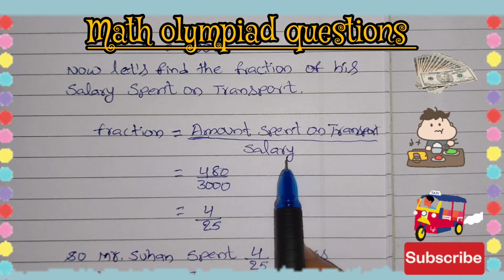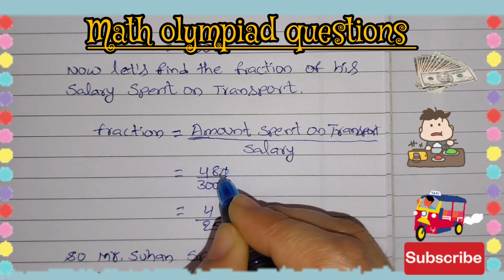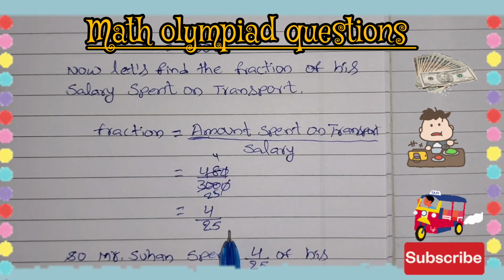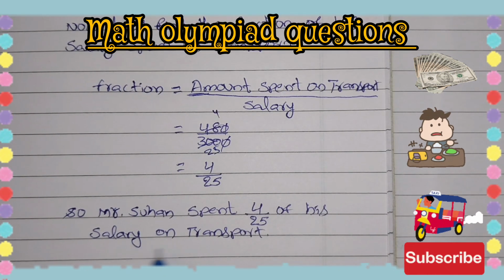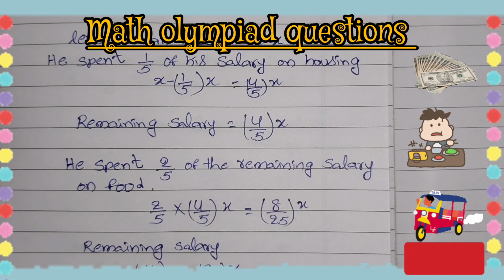Fraction equals amount spent on transport divided by salary. We know that the amount spent on transport is 480. Salary is 3,000. 480 divided by 3,000 equals 4/25. Mr. Suhan spent 4/25 of his salary on transport.